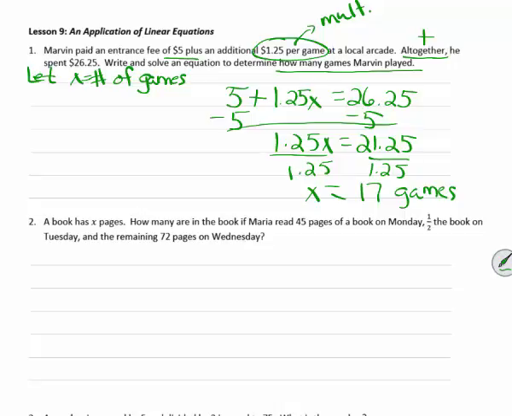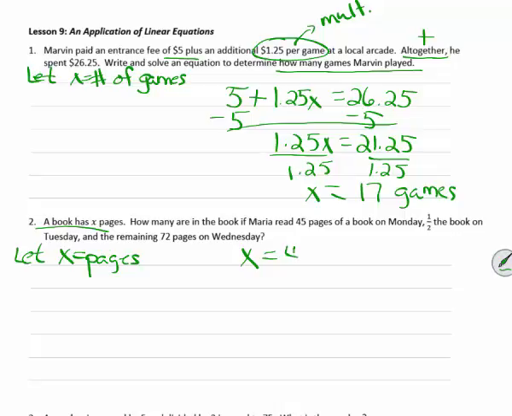A book has X pages. How many are in the book if Maria read 45 pages of a book on Monday, half the book on Tuesday, and the remaining 72 pages on Wednesday? So right here is our let statement. Let X equal, oops, sorry, not half. How about the number of pages in the book? Okay. So we know it has X pages, and now we're going to talk about how much Maria read.